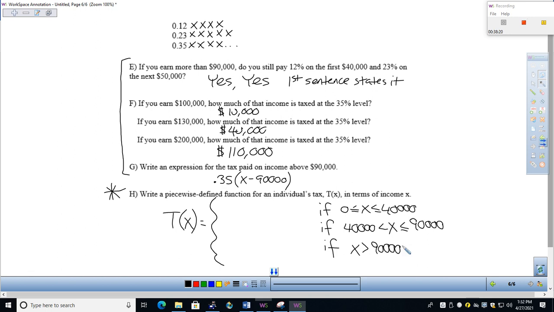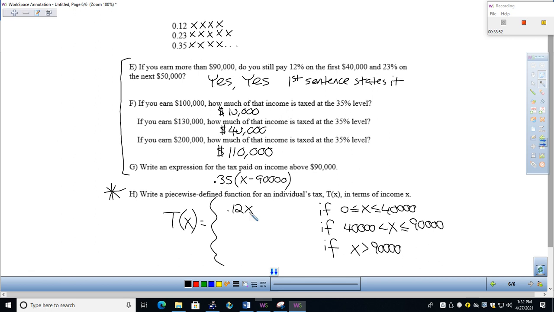Here's what I would love to see. Can you pause the lesson, see if you can come up with the 3 algebraic expressions based on what you answered A through G? Okay? I'm going to go for it. Easy level, medium level, hard level. Let's start with the easy level first. Do you remember what you answered for part A? That's it. If I make less than 40 grand, all of it's taxed at 12%.